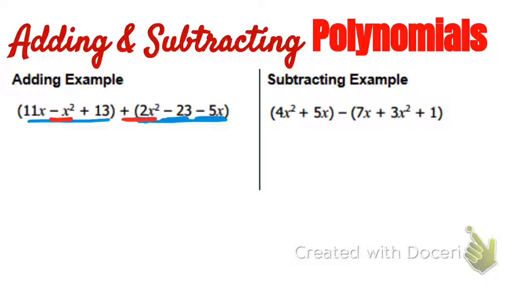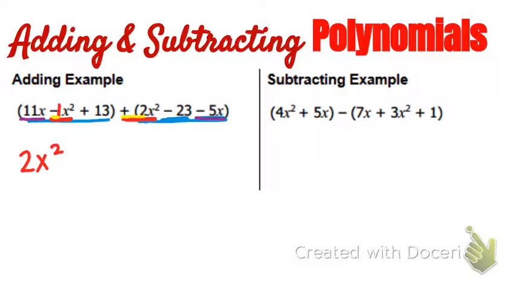Think of negative x squared as negative 1x squared, because what you're doing is you are combining the coefficients to see how many x squares do we have. Negative 1 plus 2 is just 2. So we have 2x squares. Now if we look at just the regular x's, we have 11x and minus 5x.